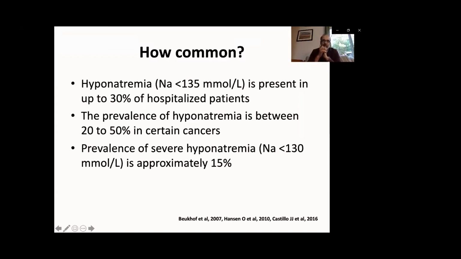In cancers, the prevalence of hyponatremia is somewhat higher, particularly in certain types of cancers, specifically lung cancers of certain types. The prevalence is much higher and can be as much as 50%. When you look at severe hyponatremia, which we will talk about in a minute, and that's typically defined as a sodium level of less than 130 or even lower than that, that prevalence is lower, and approximately 15% of your cancer patients will have severe hyponatremia.